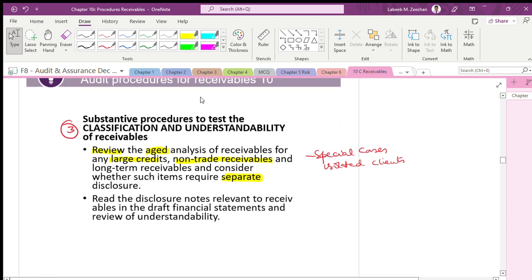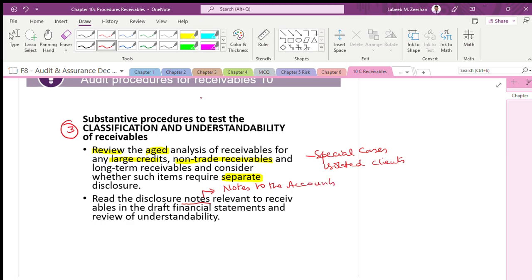Now, what does it say? Classification. Read the disclosure notes, as simple as that. As an auditor, when you are doing your bachelor's, that's a different case. But as an auditor, you have to make sure that you read the notes to the accounts. That's very important. In the notes to the accounts, there is a lot of disclosure.